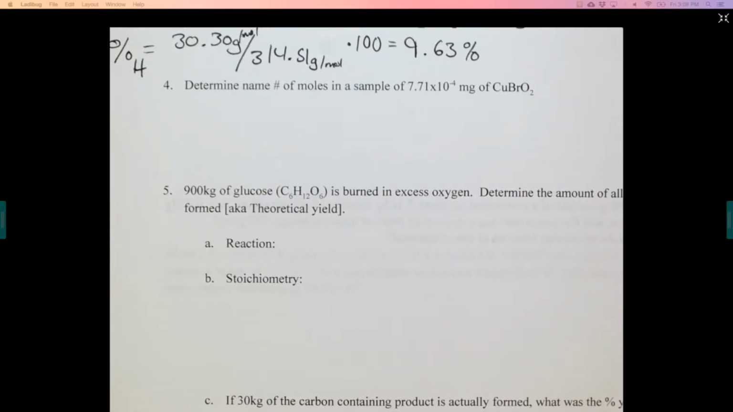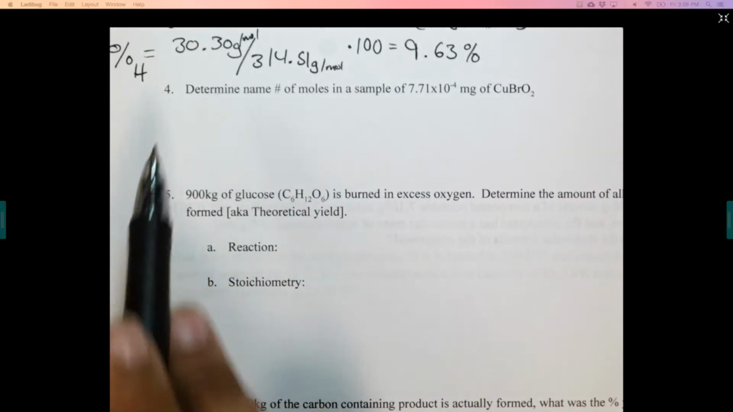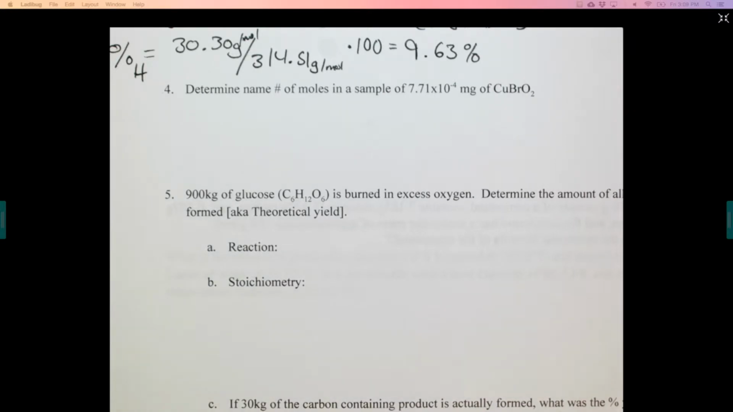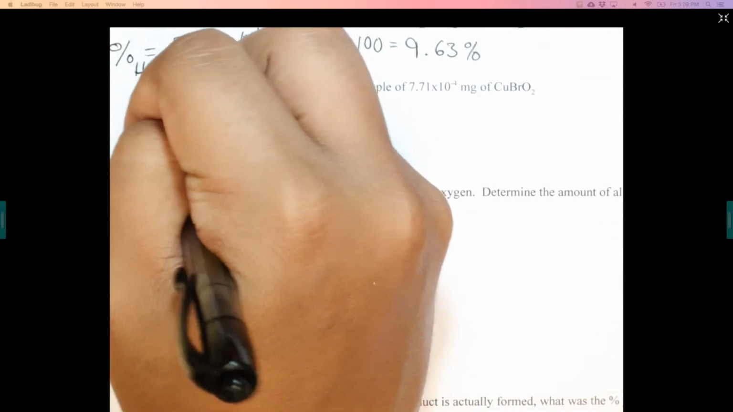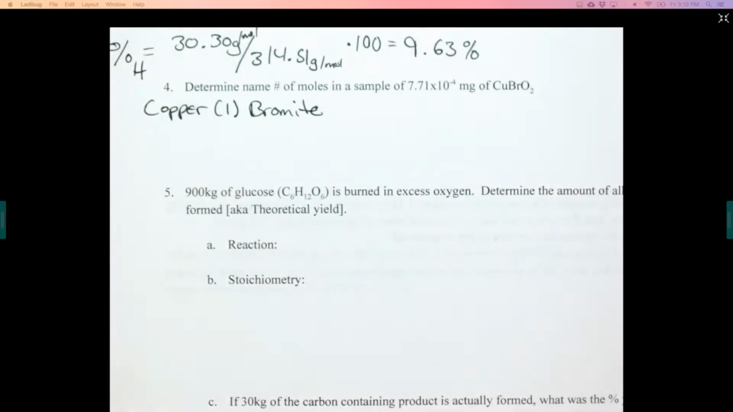Okay, now determination of the name and number of moles in the sample. Well, when we talk about nomenclature, and this is also going to be a part of the lecture when we get into the nomenclature portion, the name here is going to be copper(I) bromite. You just have to remember that. And I'm going to add some videos on the nomenclature side as well.